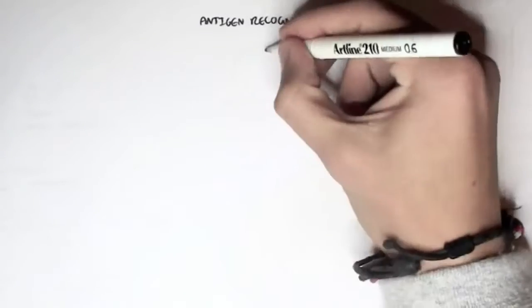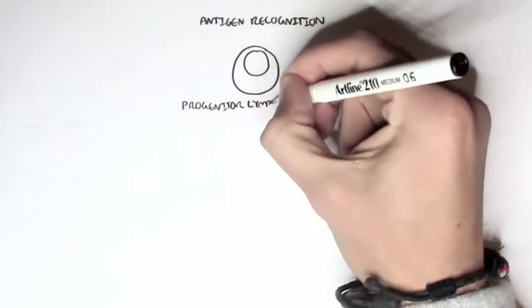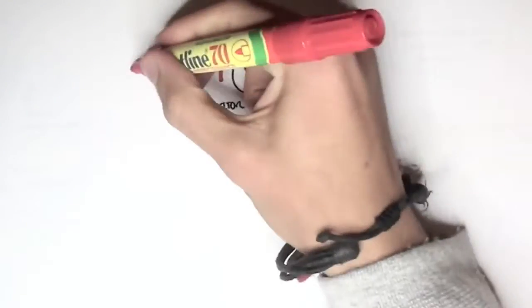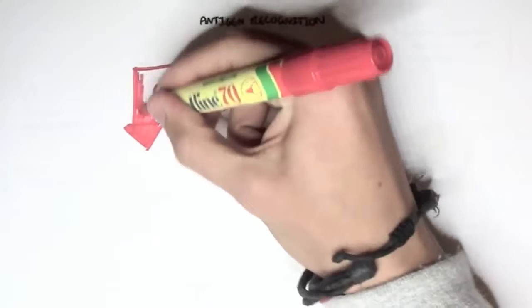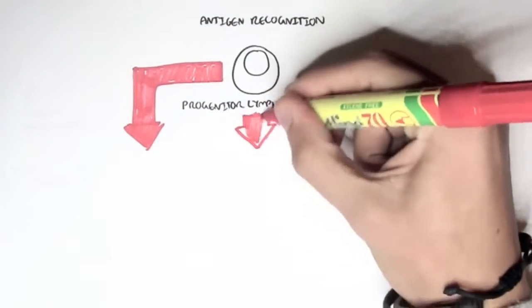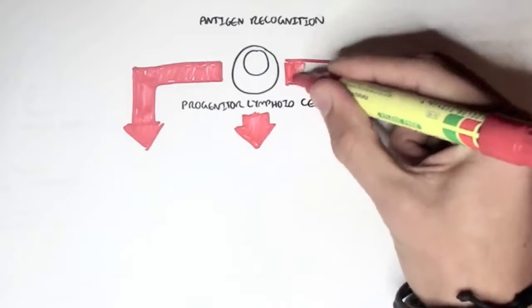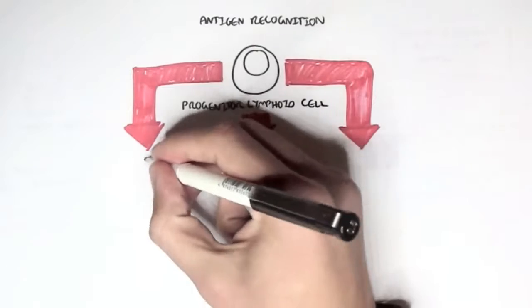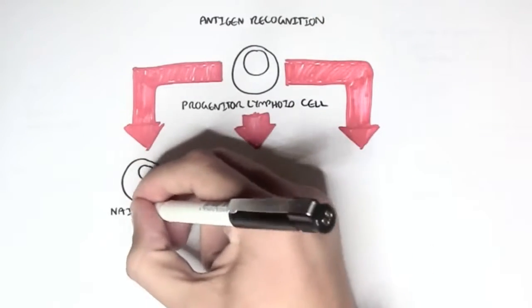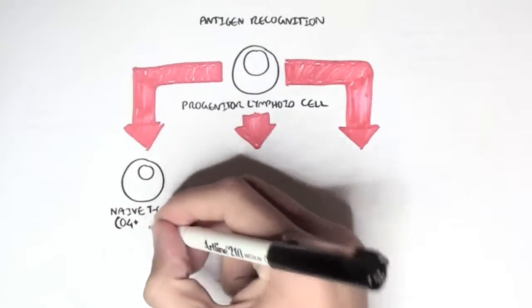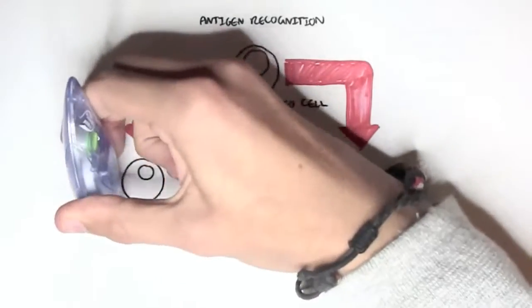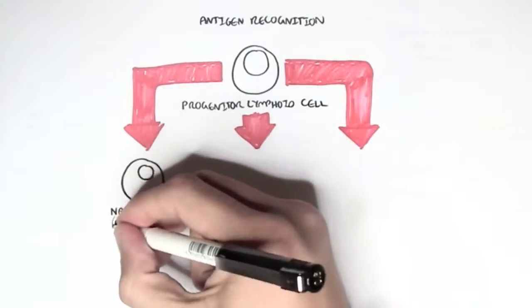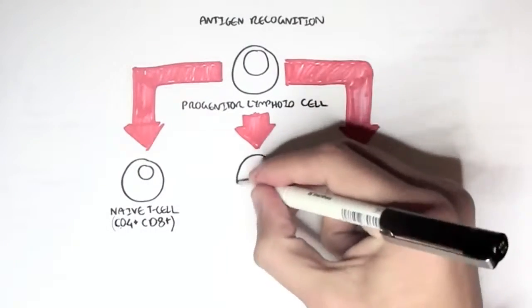In this video, we will talk about antigen recognition by phagocytes and B and T cells in a lot more detail, a bit more detail than the previous videos. We begin by starting off with a progenitor lymphoid cell that can give rise to either naive B cells or naive T cells. Here, this progenitor lymphoid cell will give rise to two naive T cells. These two naive T cells are CD4 and CD8 naive T cells. And also this progenitor lymphoid cell will give rise to a naive B cell.